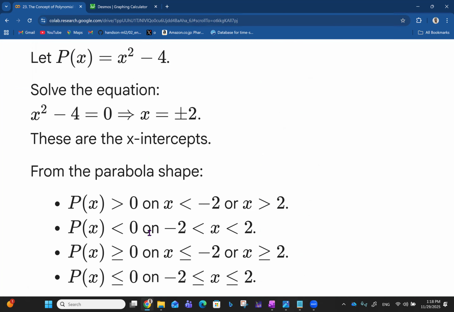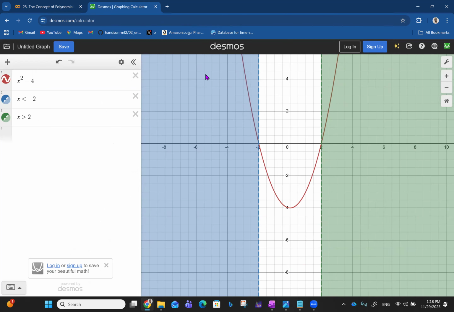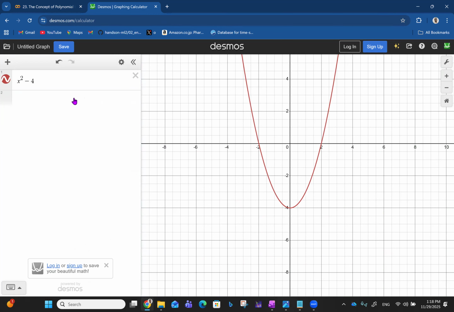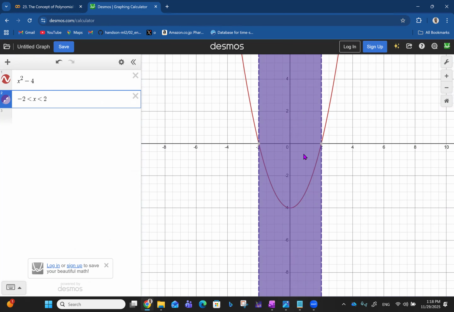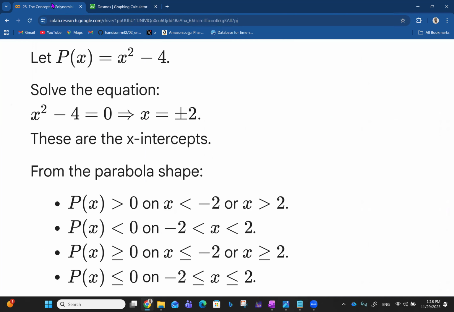And then P of x is less than 0. That means it is negative, and the negativity is only in this region. That is why we say, in this case, it is negative where minus 2 is less than x, which is less than 2. So only this portion is negative for that graph.